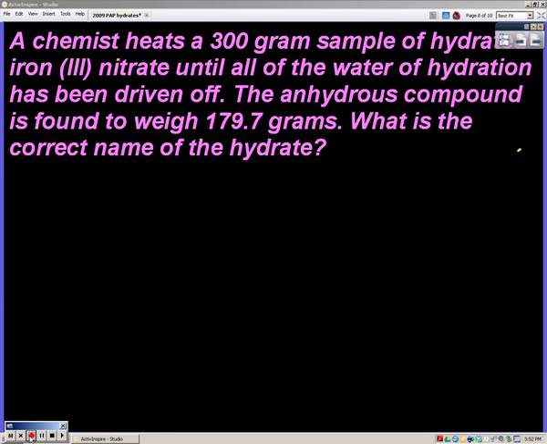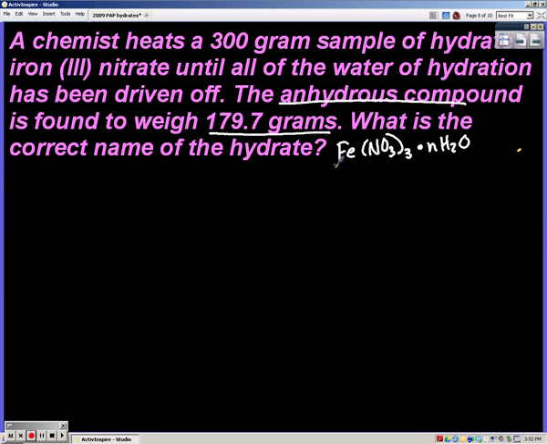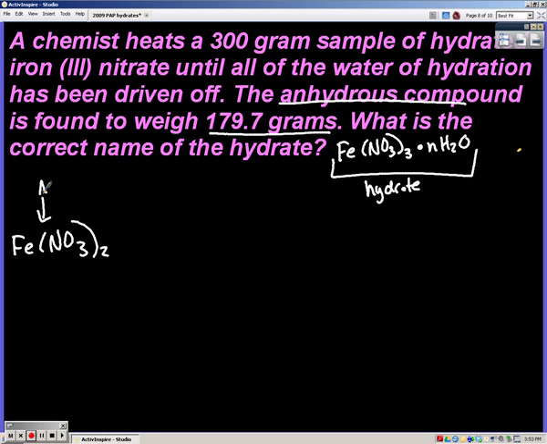So a chemist heats 300 gram sample of a hydrated iron 3 nitrate until all the water has been given off. The anhydrous is found to weigh 179.7 grams. They want to know the correct name of the hydrate. So iron 3 nitrate is the beginning part, and we know we have some amount of water. We're trying to find what n is. It could be 1, 2, 3, we don't know. The entire thing is the hydrate. Iron 3 nitrate is the anhydrous compound, because it's what would be left after the water was gone away.